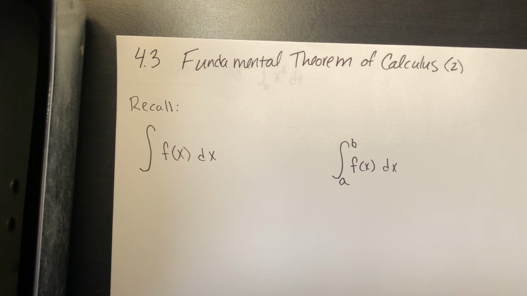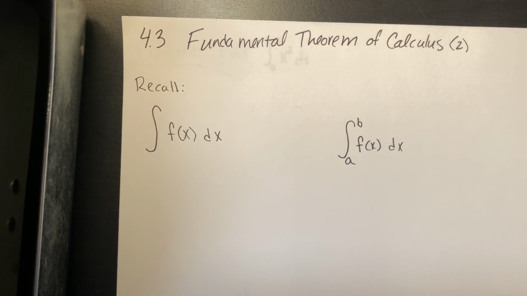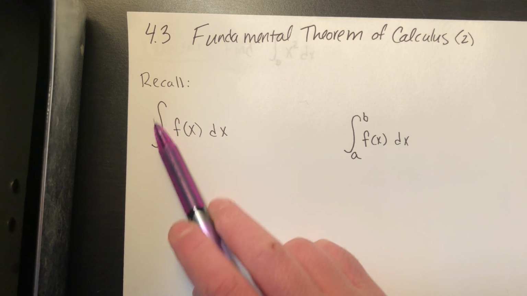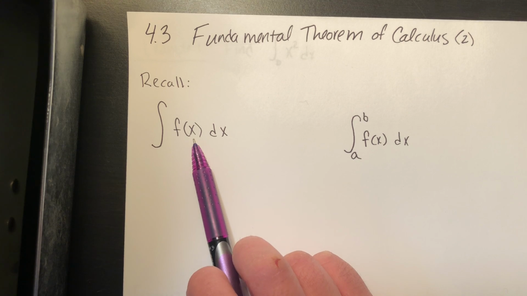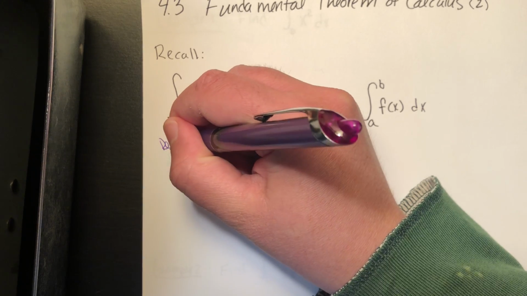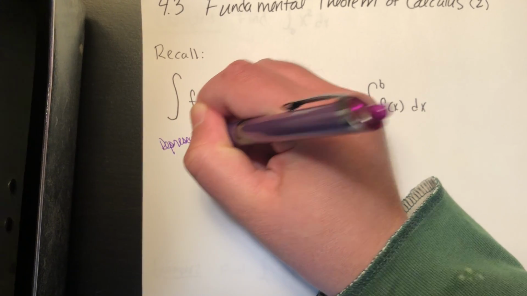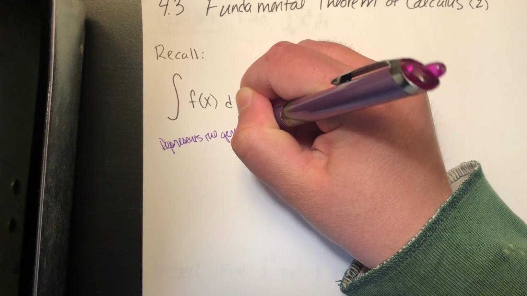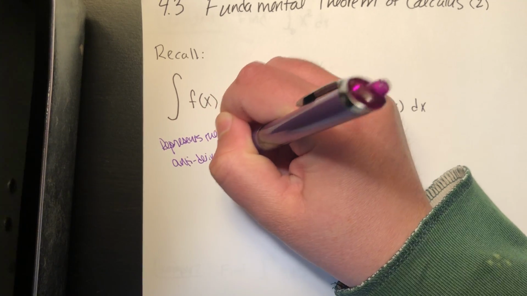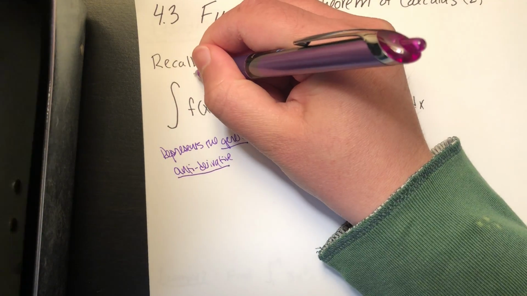So before we actually get into the statement of this very important theorem, I just want to remind you of the two different types of notation that I've introduced you to in chapter 4. The first had to do with general antiderivatives, right? So remember, when we had this integral symbol, this sort of stretched out S symbol, the integral of a function f of x dx, this represents the general antiderivative of the function f of x. We also call this an indefinite integral.